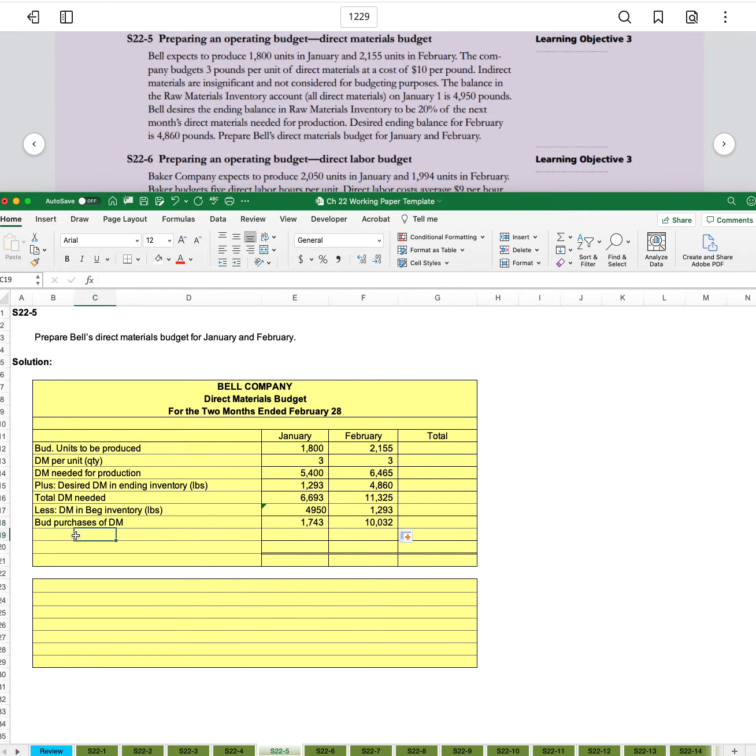Now we'll multiply that by the direct material cost per pound, which was given to us as $10, I think. Yeah, $10 per pound. Of course, now that we're to the cells where we're finally ready for dollar signs, they're not formatted in there. And that'll give us the budgeted cost of direct material purchases.